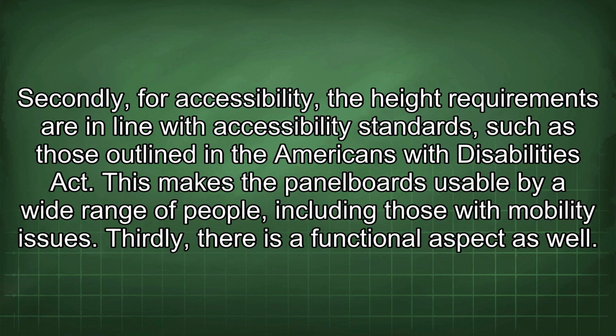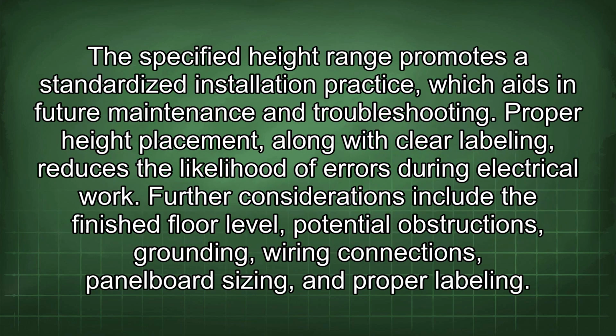Secondly, for accessibility, the height requirements are in line with accessibility standards, such as those outlined in the Americans with Disabilities Act. This makes the panel boards usable by a wide range of people, including those with mobility issues. Thirdly, there is a functional aspect as well. The specified height range promotes a standardized installation practice, which aids in future maintenance and troubleshooting. Proper height placement, along with clear labeling, reduces the likelihood of errors during electrical work.